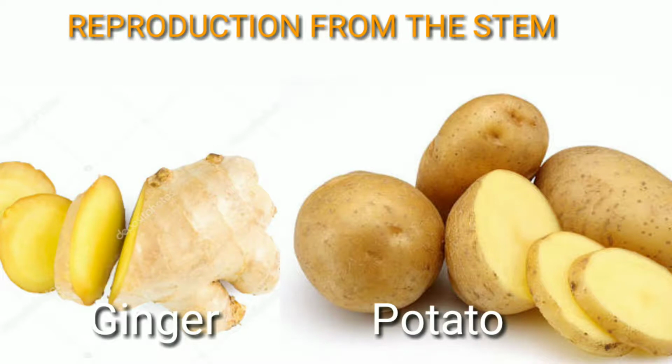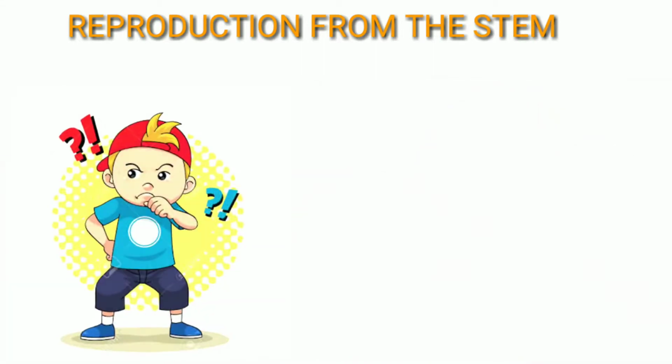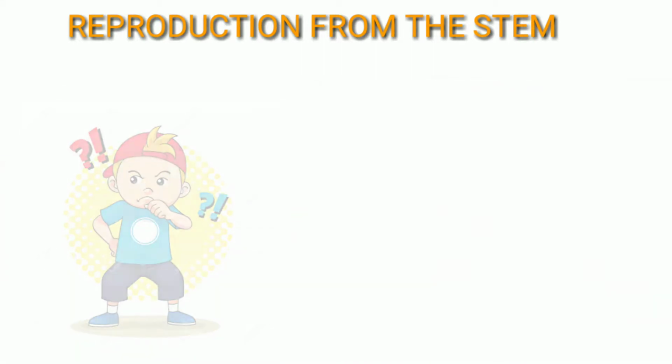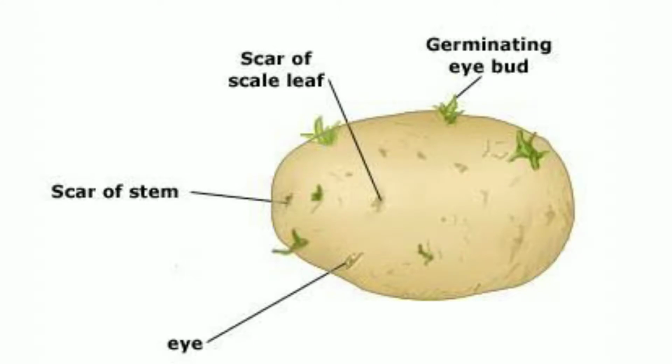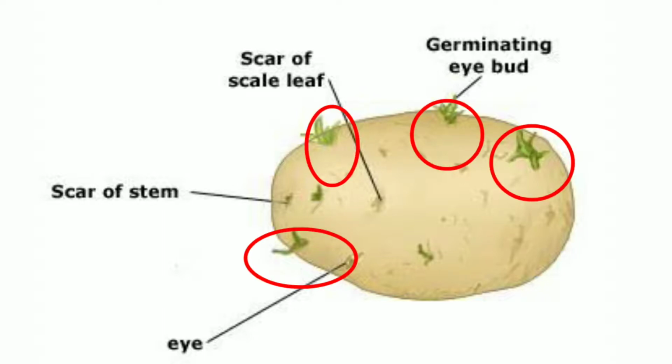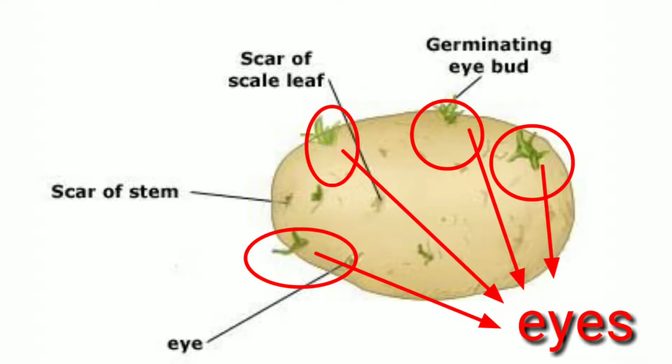Reproduction from stem. You may have seen new shoots emerging from potatoes or ginger stored in your kitchen, right? Potatoes and ginger are underground stems. Can these grow into new plants? Let us do one experiment. Take a potato and observe it carefully. You will find that it has several small buds on it. We call them eyes. New plants grow from these buds.